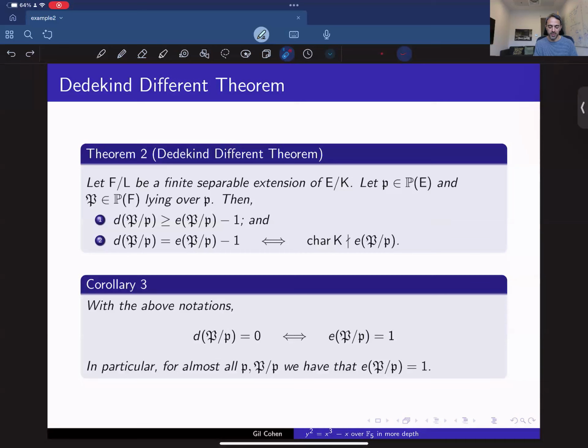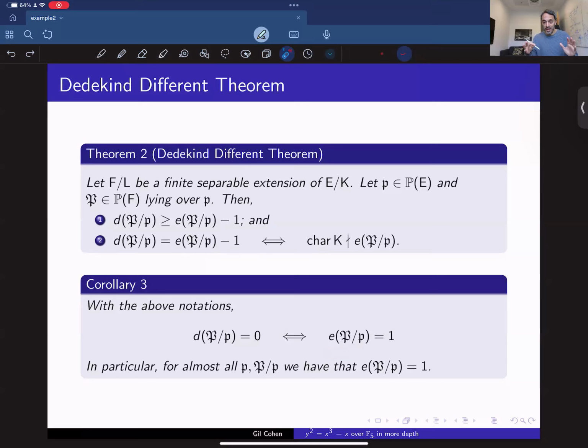again, as I said, the divisor that encodes all the prime divisors capital P that ramify over the smaller function field, and the multiplicity is this number. In particular, as a corollary from that, as I said before, the different exponent D is 0 exactly when you don't ramify.